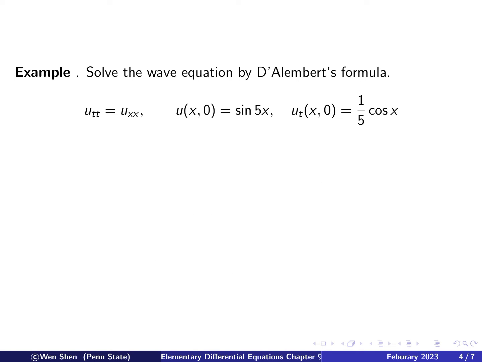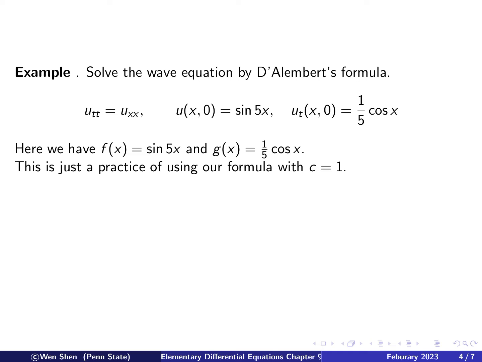Okay, let's take an example by finding the D'Alembert solution for a wave equation. Here's a wave equation with c equal to 1 and initial conditions, so f is sine and u sub t, the g, is cosine. Here they happen to be periodic, but they don't have to be. So let's identify: f is this one, g is this one, and c is 1. This example is nothing but a practice of using the formula with these coefficients and functions given.